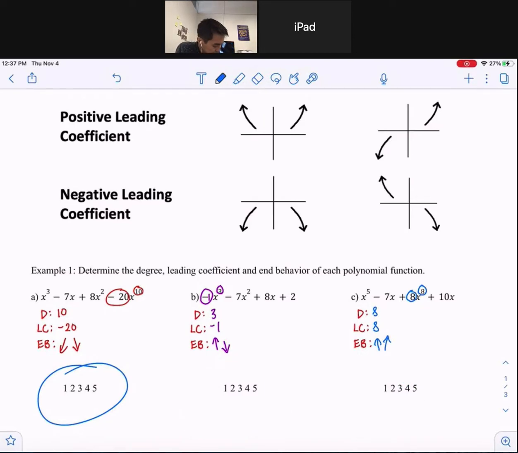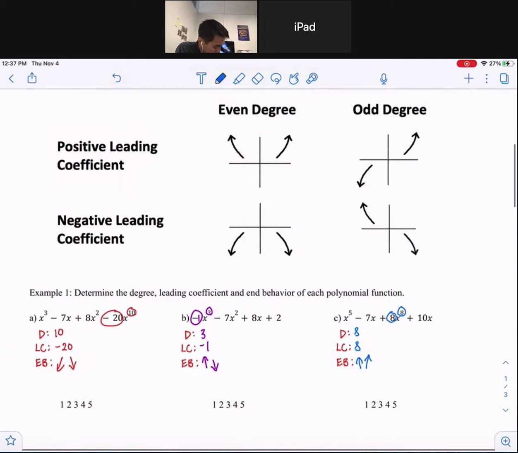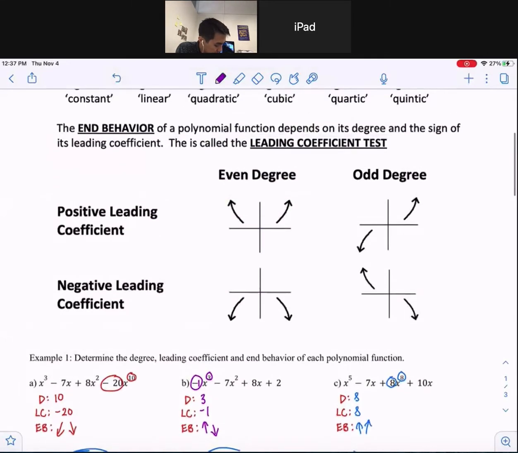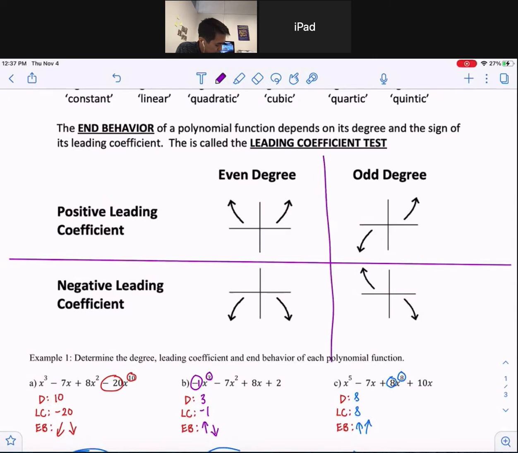Now, you do have to write this down. Okay? And yes, you should partition this or split this up as I do as well. Now, there is something called justifying your guys' end behavior answers.